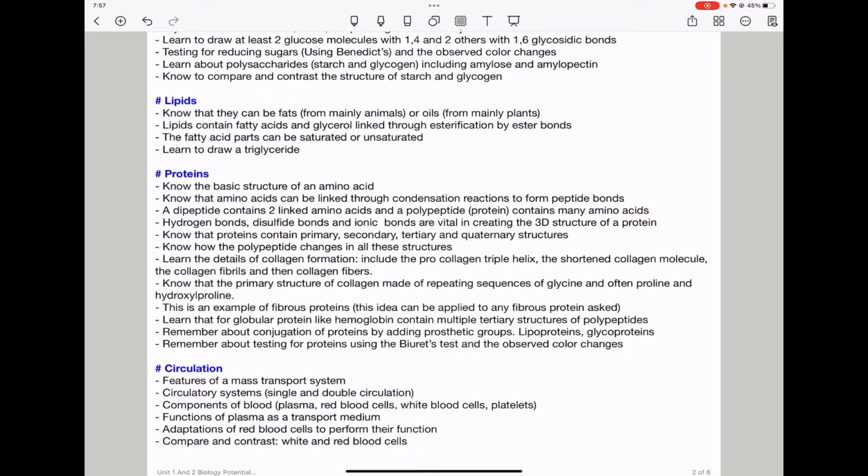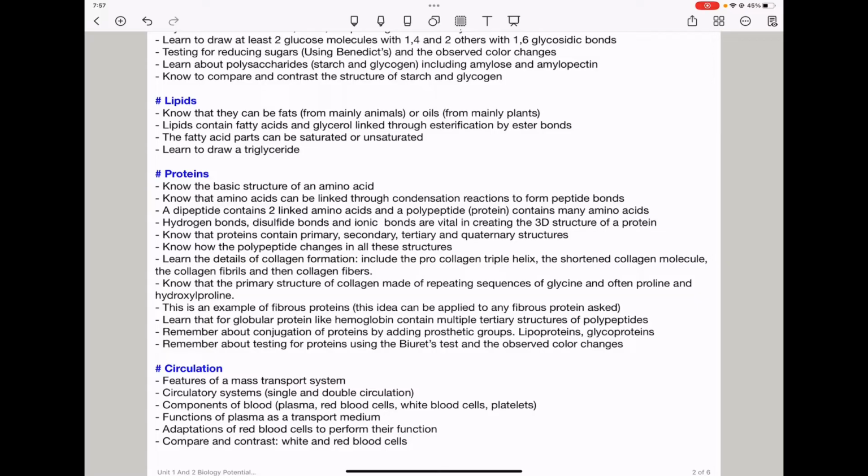You need to learn that globular proteins like hemoglobin contain multiple tertiary structures of polypeptides. These could be 3 or more tertiary structures that are arranged in a specific way to produce the quaternary structure. You need to remember about conjugation of proteins by adding prosthetic groups, like lipoproteins when lipids are added, as well as glycoproteins when carbohydrate groups are added.